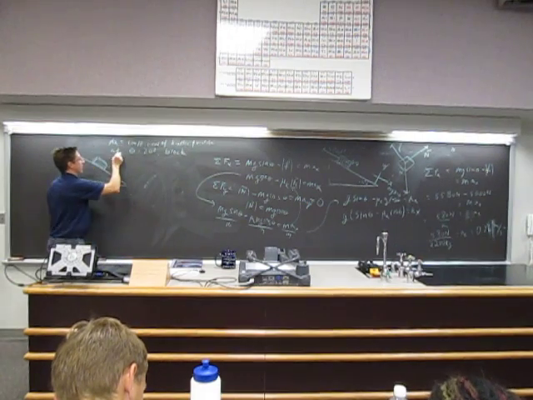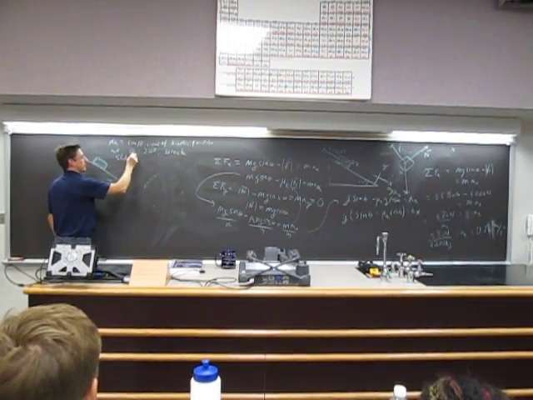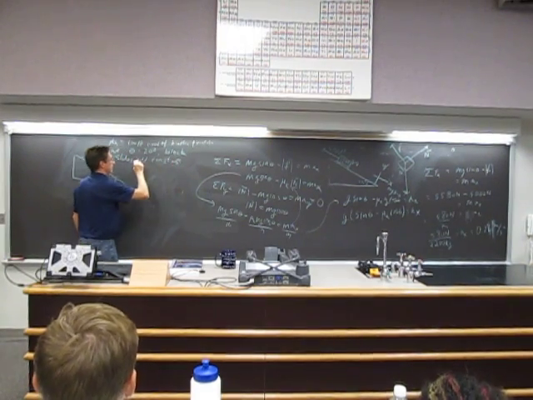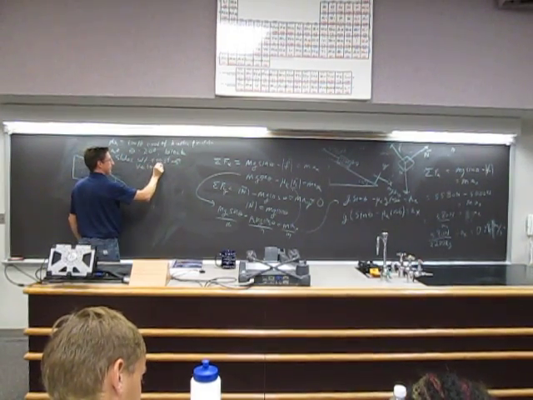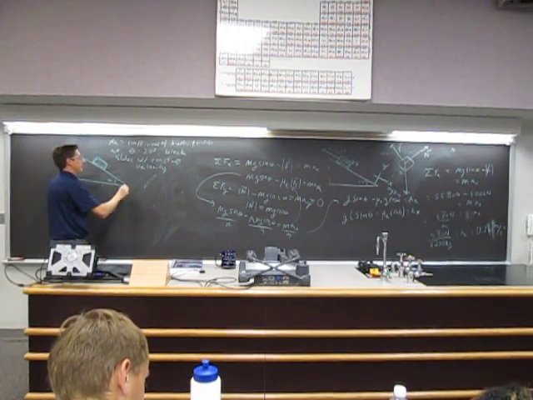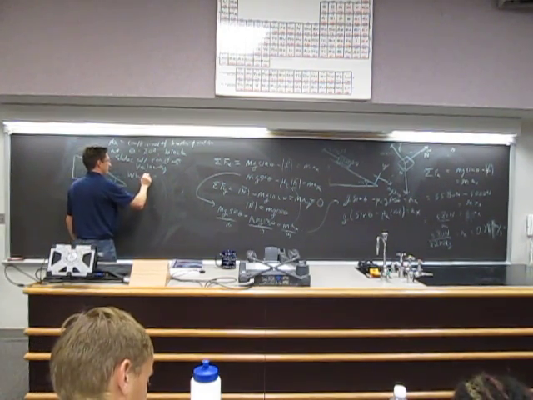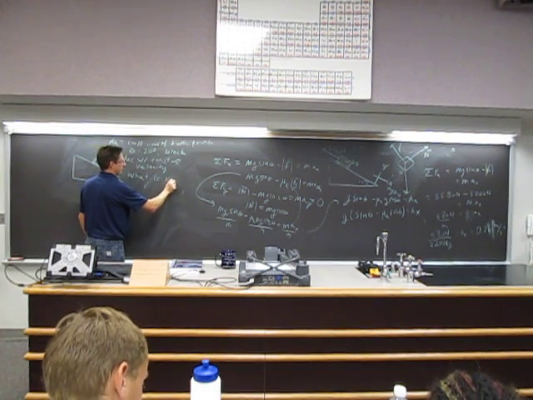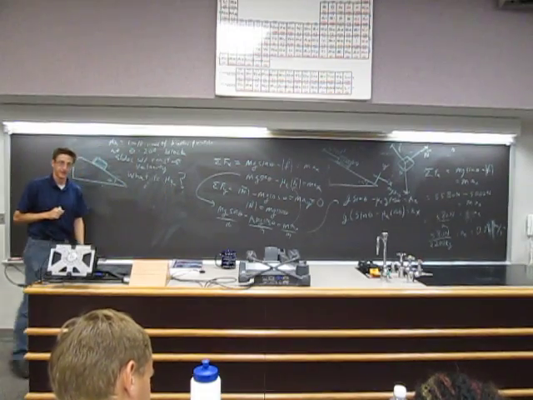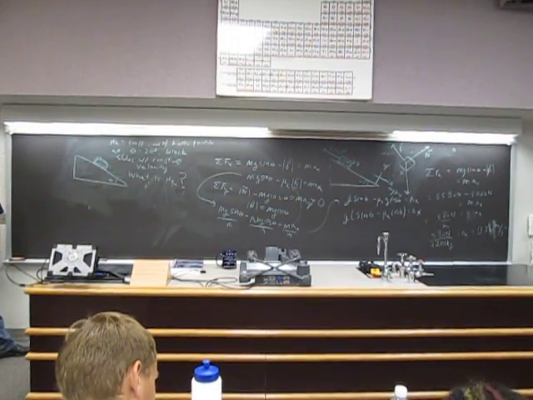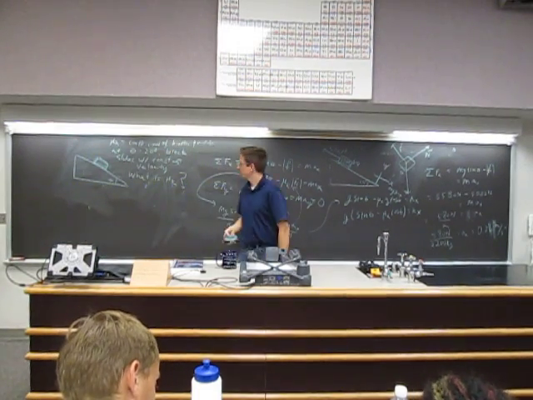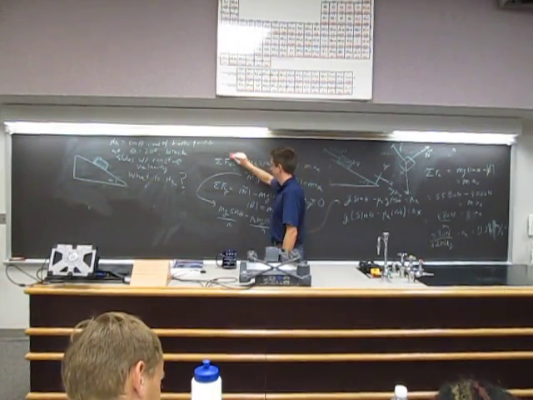Block slides with constant velocity. So the question is, what is mu sub k, the coefficient of kinetic friction? So let's go ahead and do this. I'm going to do it from scratch because I don't want to have to memorize any of these equations.